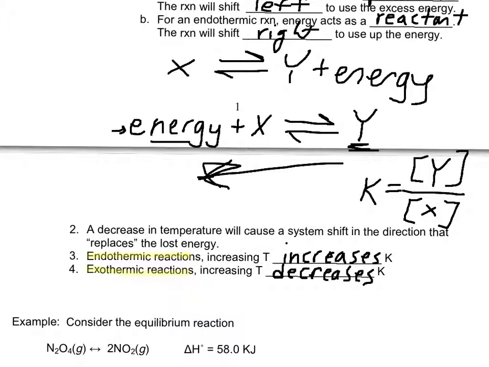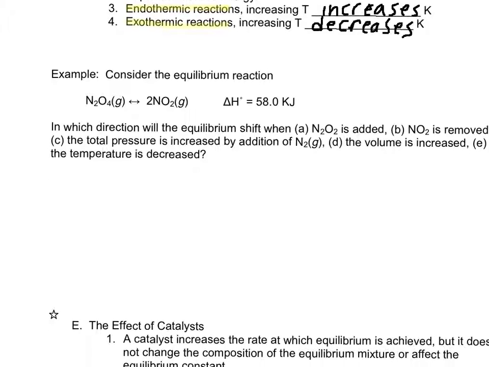Now again, the exact opposite is going to happen if you decrease the temperature. And again, K value changes will only happen with temperature changes. They will not happen with any of the other changes that we've been going through. So let's take a look at some example problems.